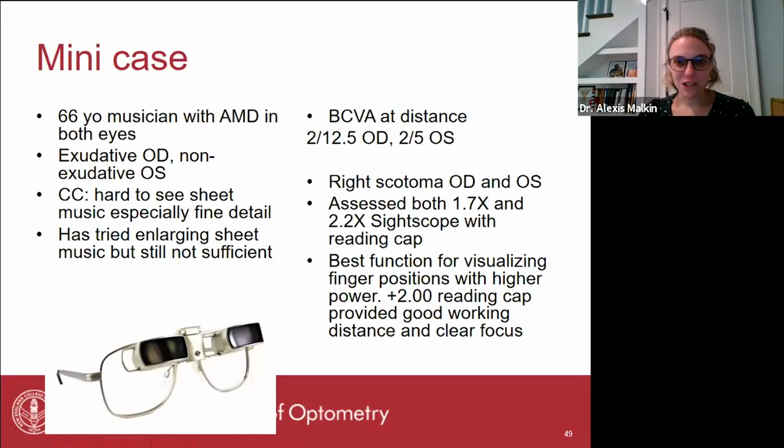He was pretty happy with his general reading. He could enlarge, he was using an iPad, and the rest of his tasks were working well. So we were able to solve that specific intermediate goal fairly quickly based on these principles we've already talked about.